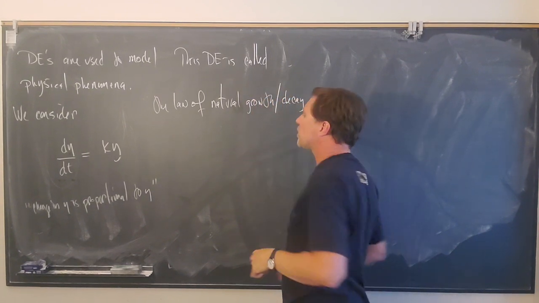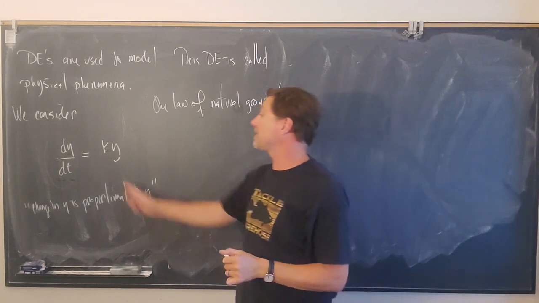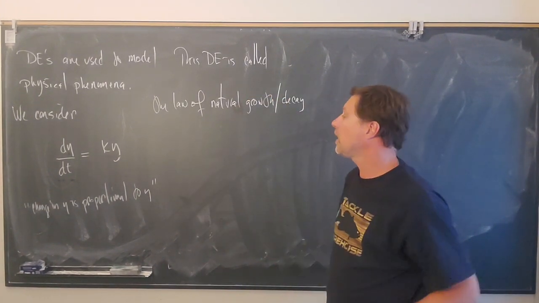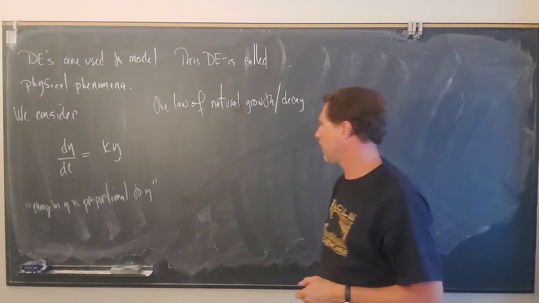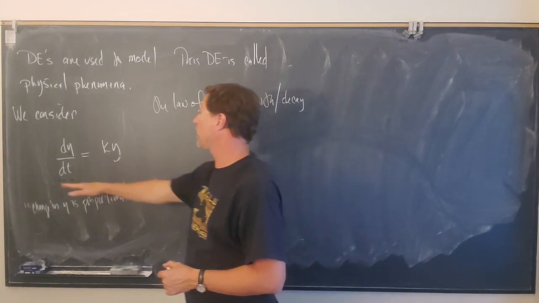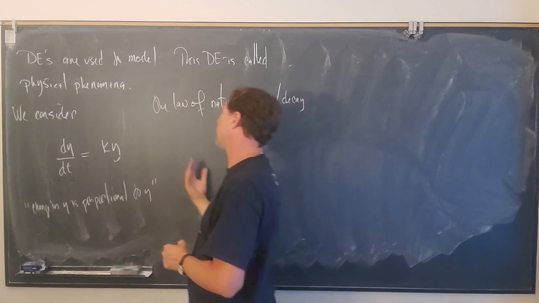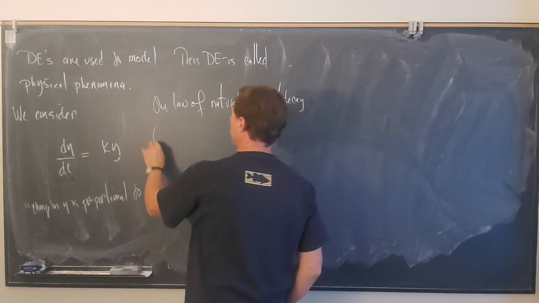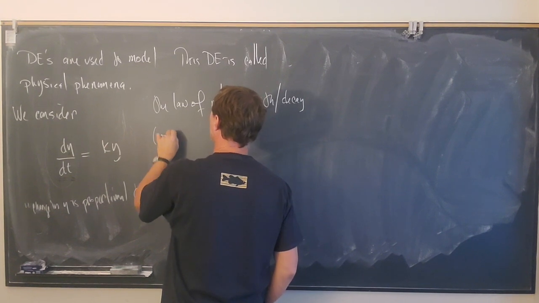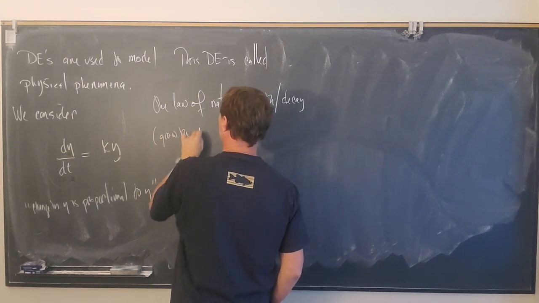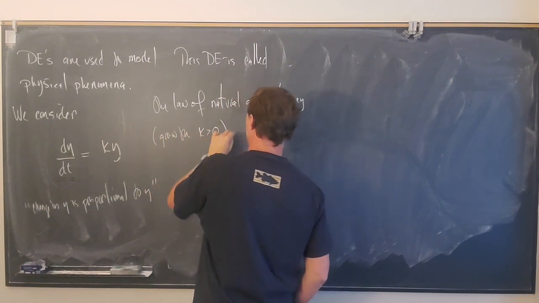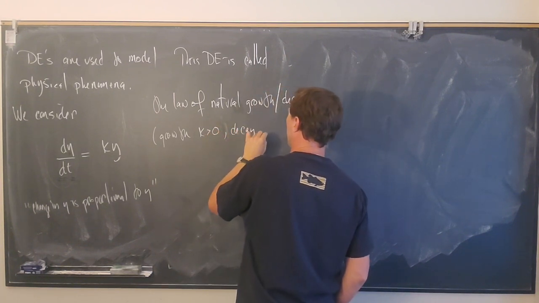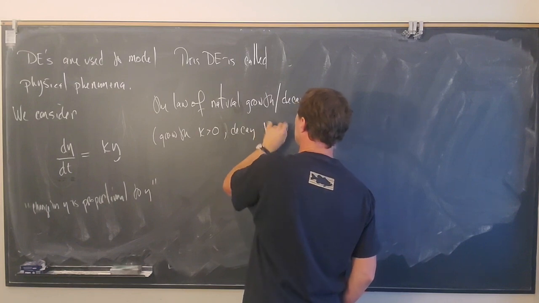So it models growth in the case that k is a positive number. It measures decay, things shrinking, in the case that k is a negative number, right? When k is positive, what we have is a positive derivative, and when k is negative, we have a negative derivative. So here is growth when k is greater than 0, and it is decay for k less than 0.